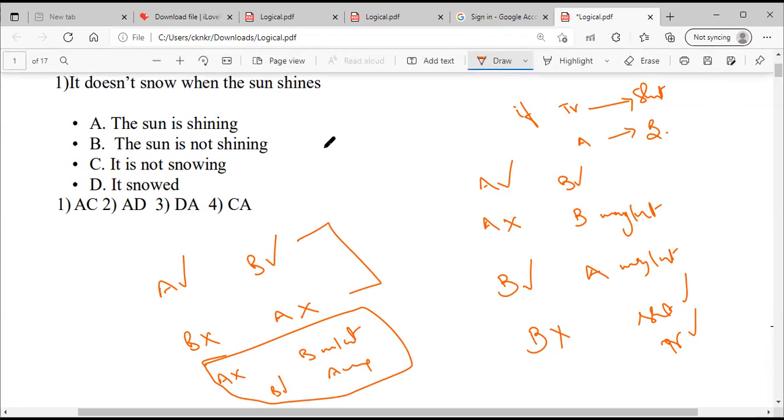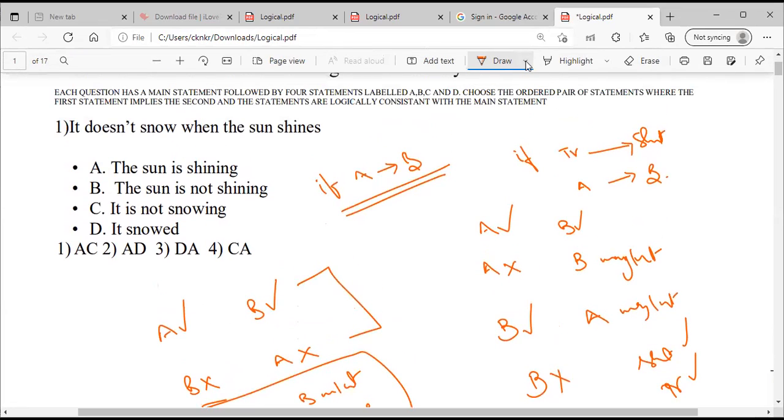There is no guarantee for these two statements, but these two are guaranteed. So whenever you look at a statement like if A then B, tomorrow if you have to go for a consistency, you will be having only two types of consistencies. What are the consistencies? When A happens, B happens. If B doesn't happen, A will not happen. Okay. Look at the question right now. In this question, what did they say?